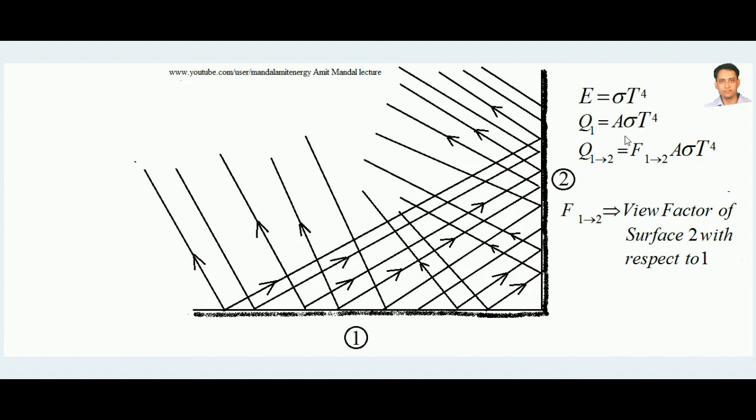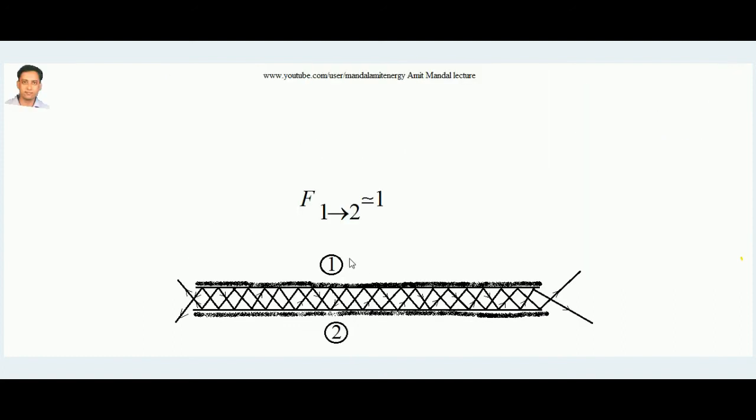And the minimum amount of view factor would be 0. For example, in this case, the view factor of surface 2 with respect to surface 1 equals almost 1. The reason being that both the surfaces are parallel to each other and very close to each other, so the chances of radiations going out of the system are very less.